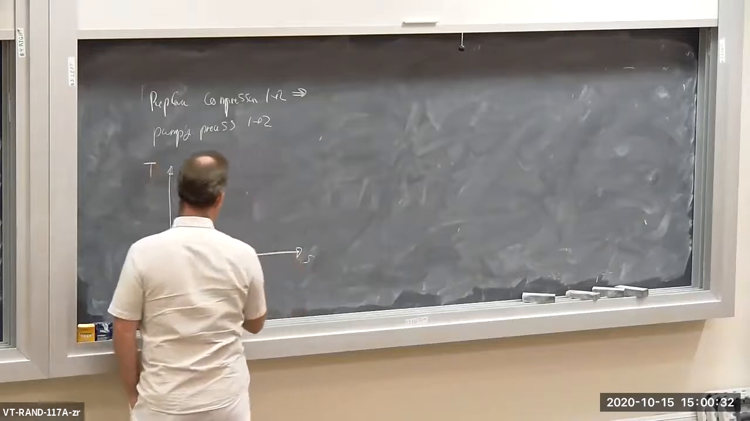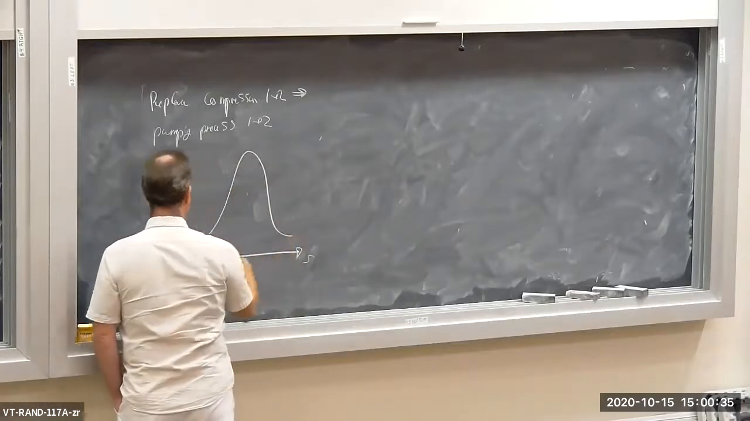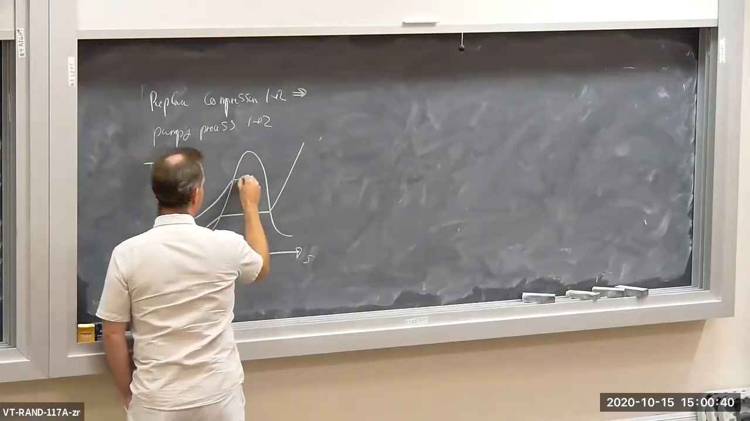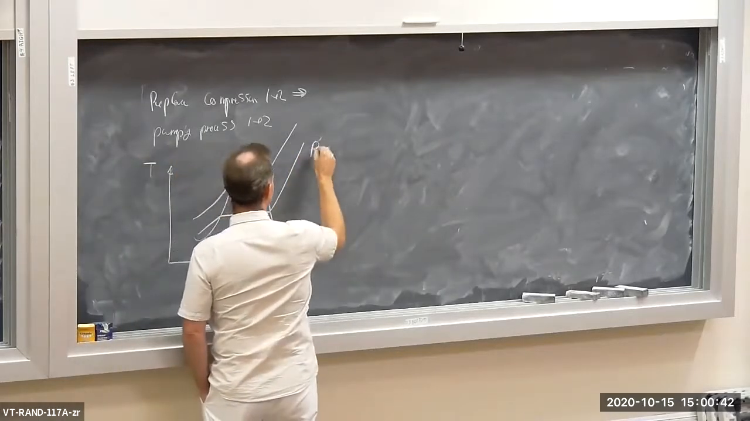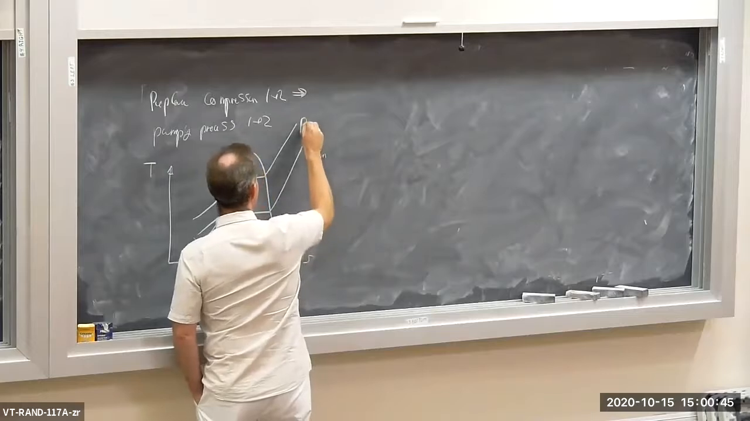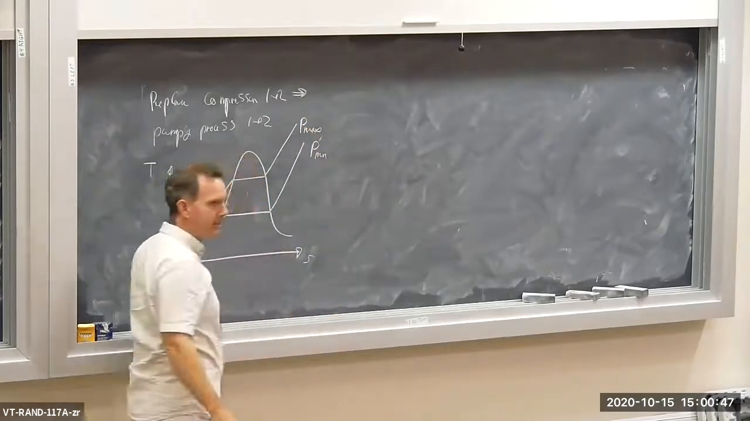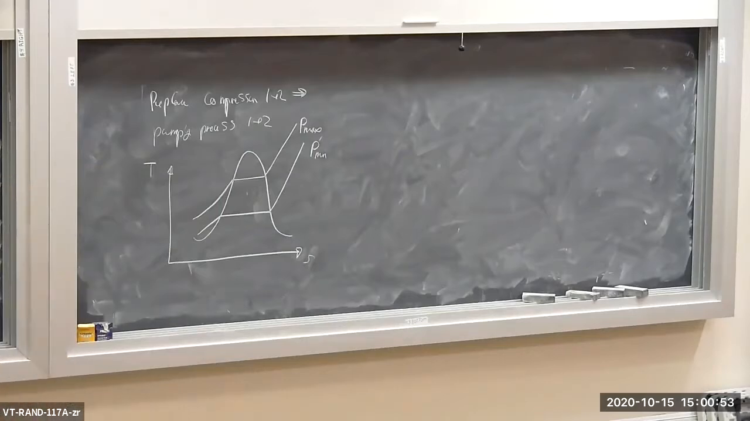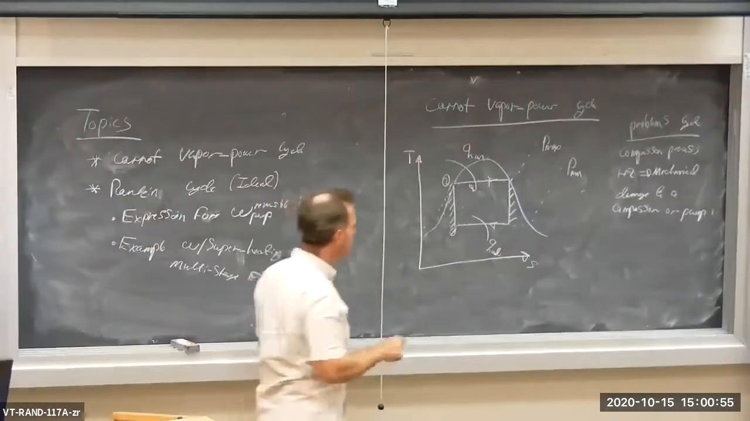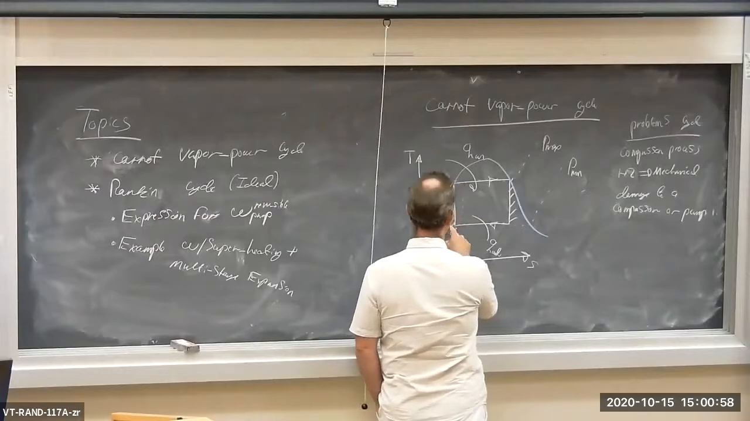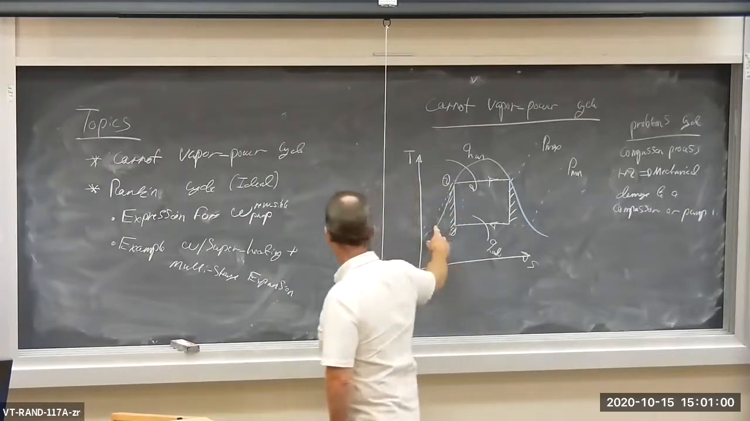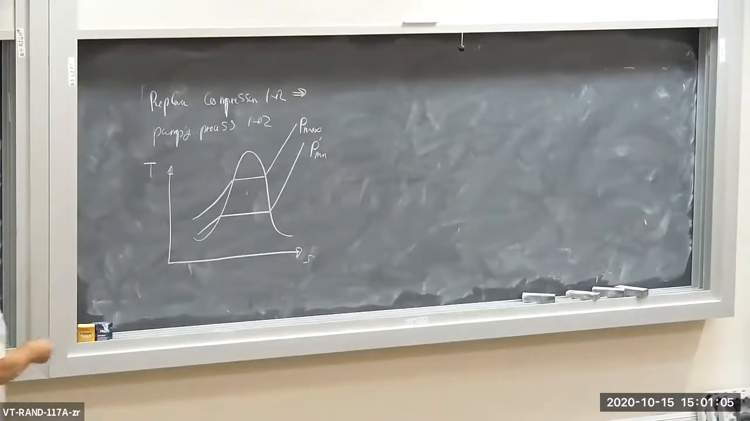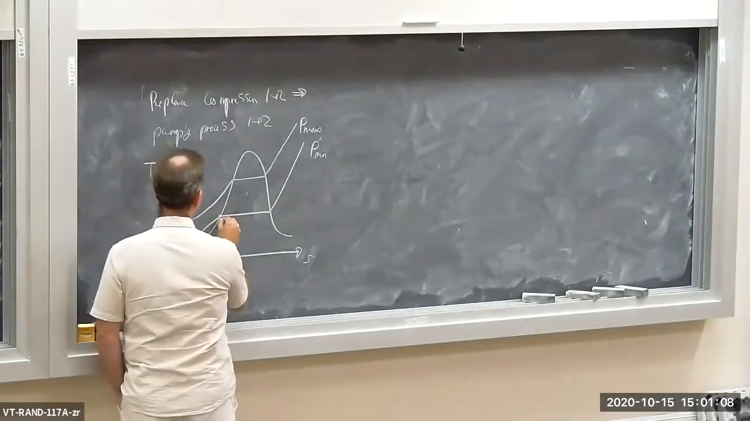Temperature, specific entropy, saturation dome. Here's our minimum and our maximum pressure in the cycle, P min, P max. Okay, so instead of starting state 1 as a mixture of saturated vapor and liquid, we're going to start off as a saturated liquid instead. So state 1 is going to be right here.